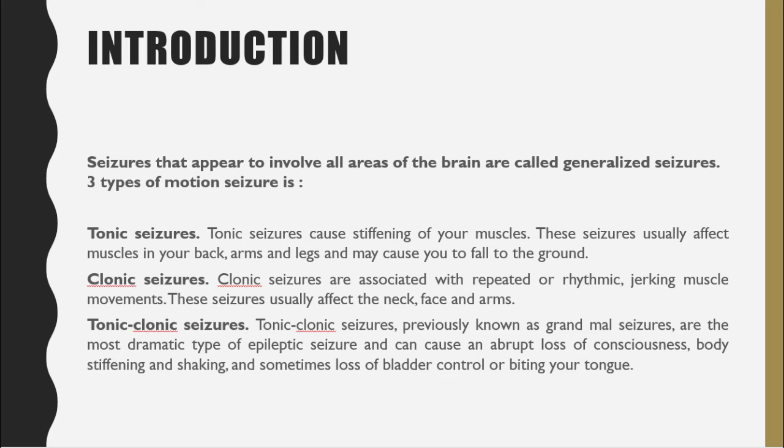The second one is the clonic seizures. Clonic seizures are associated with repeated or rhythmic jerking muscle movement. These seizures usually affect the neck, face, and arms.